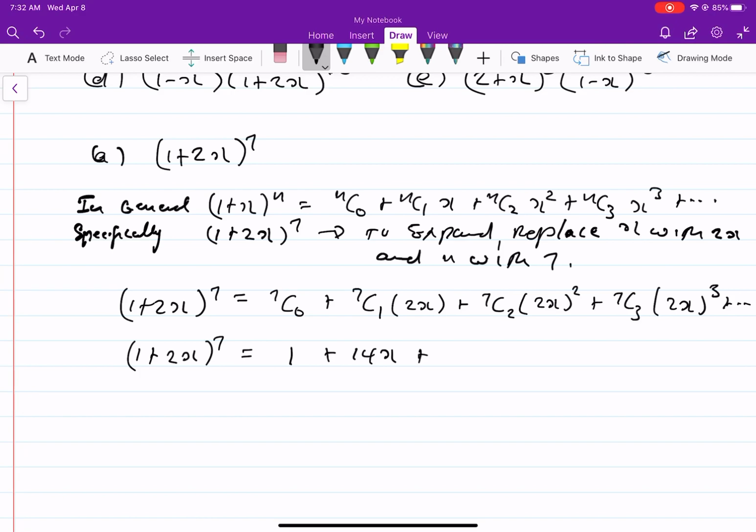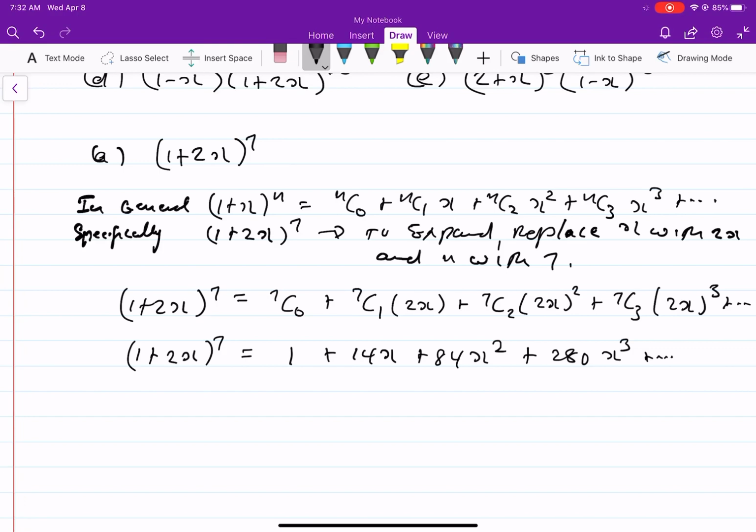So the next term is plus 84x squared plus 7C3, don't know that either. That's 35. And out of that bracket of (2x) all cubed, 2 cubed will give me 8. So times 8, 280, plus 280x cubed. You can check my arithmetic and algebra there, but I think this one is correct. So that's the expansion of (1 plus 2x) to the power 7 up to and including the term in x cubed.